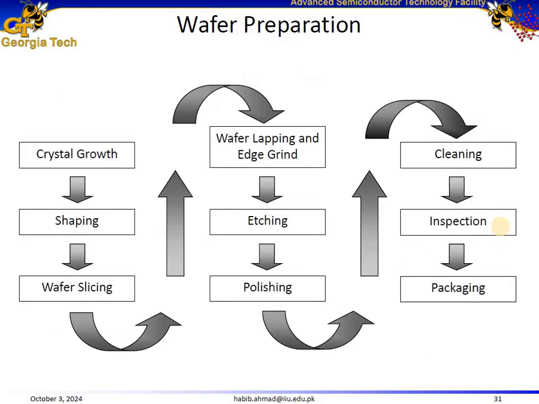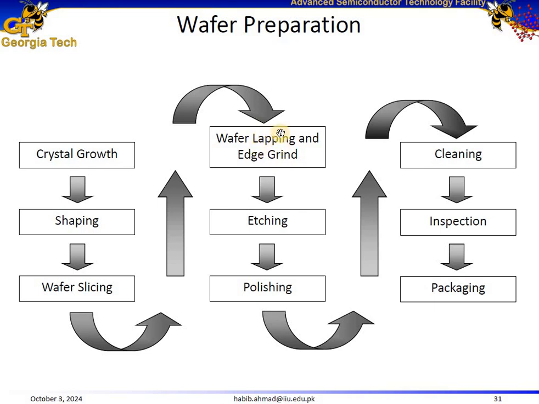Here is the wafer preparation cycle. We start with the crystal growth, in which silicon ingots are grown using the Czochralski or float zone technique. Then the ingot is trimmed and ground to ensure uniform diameter and remove any surface irregularities. The ingot is sliced into thin wafers using precision saws for a particular wafer thickness.